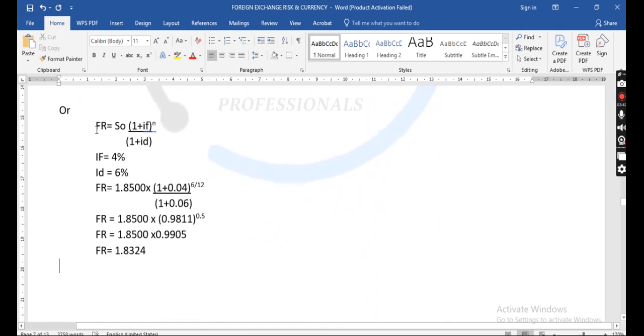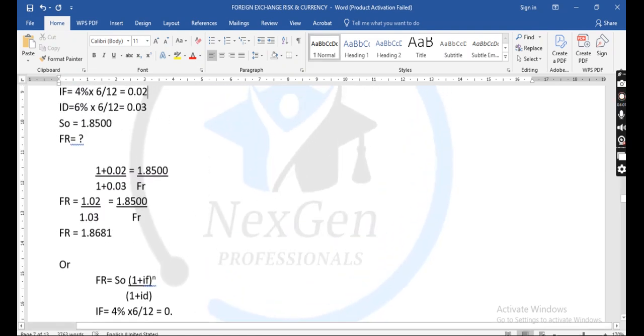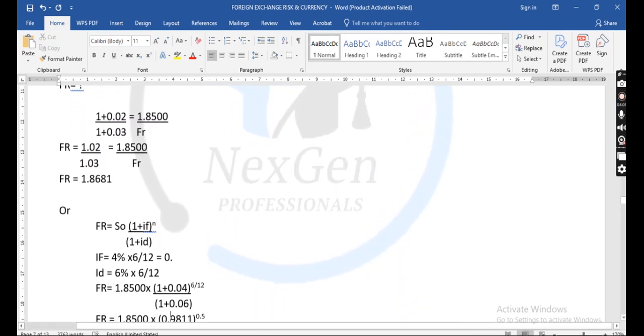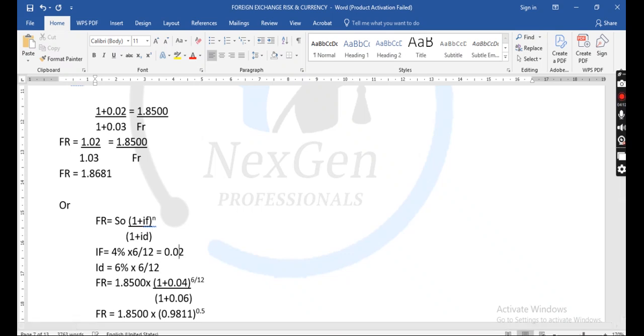Let's change something here quickly. If we change this times 6 divided by 12, then change this times 6 divided by 12. I think this one gave us 0.02. Why this gives us 0.03? Right? So let's check it out.